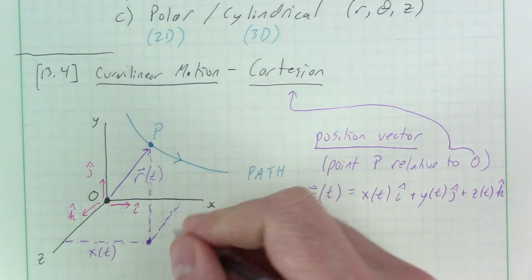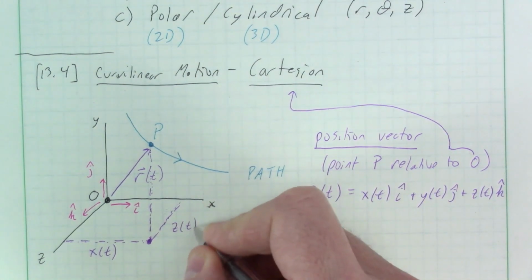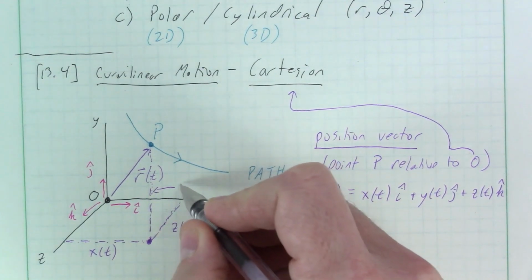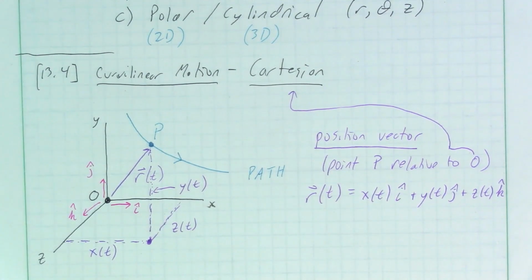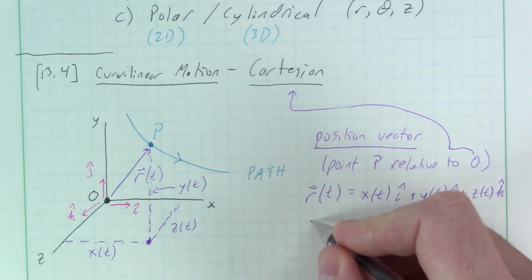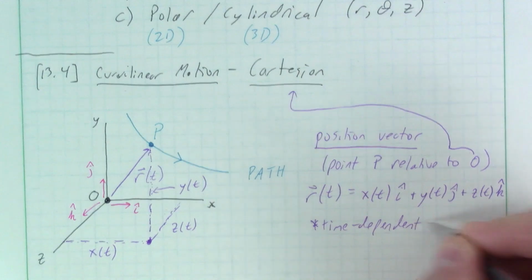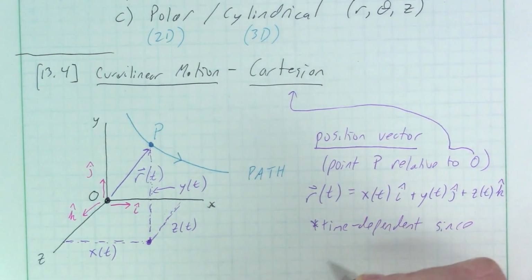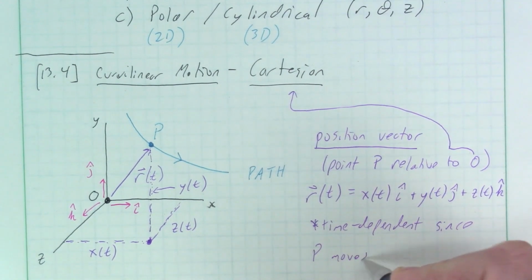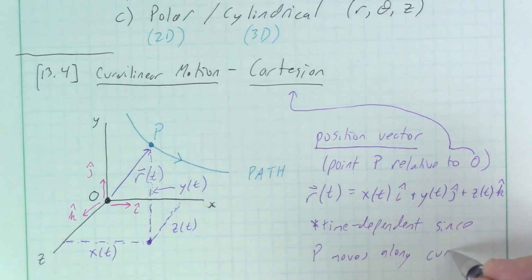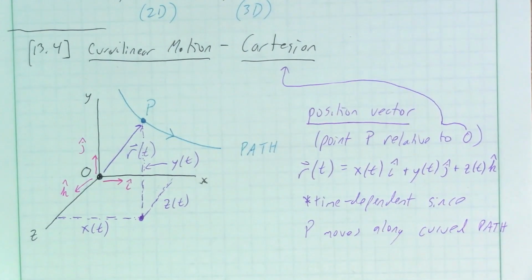Then this is our z of t, and this vertical here, as we've drawn it, is y of t. So how much have they been projected in each of their directions, where i hat, j hat, and k hat are the unit vectors? Okay, great. So this is our time-dependent position vector, since P moves along a general curvilinear path.